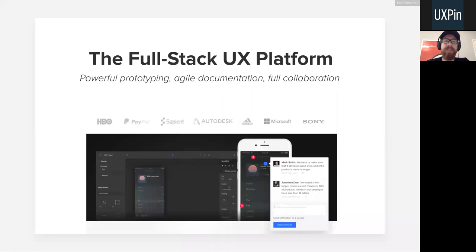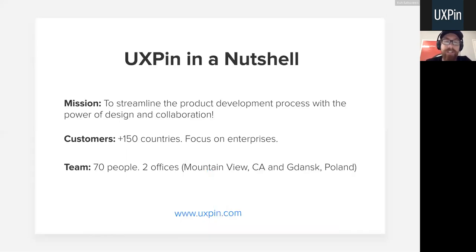Okay, you might be wondering as well, what is UXPin? UXPin is the full stack UX platform: powerful prototyping across all levels of fidelity, agile documentation, and full collaboration all in one package. We typically serve bigger companies, like the logos you can see on the screen. But having said that, every day, tens of thousands of smaller companies, freelancers, and individuals use UXPin to build amazing experiences for their customers.